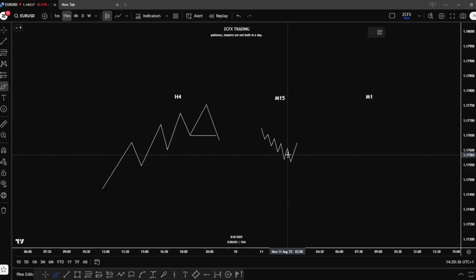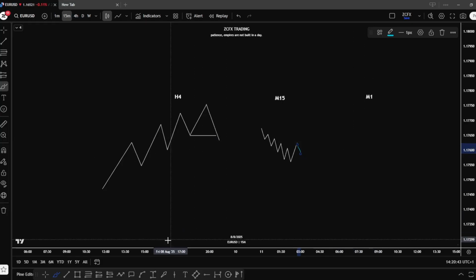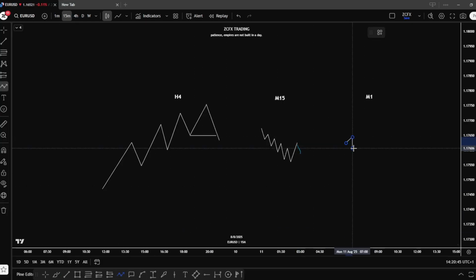Again, we're going to repeat the process. We're going to anticipate a pullback into the POI or the extreme, and then we're going to drop to the M1 once we're in there. And on the M1, we're going to get something like this again. Then we're going to repeat the process again and look to trade longs back up.